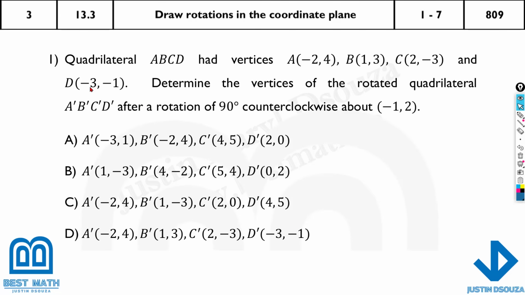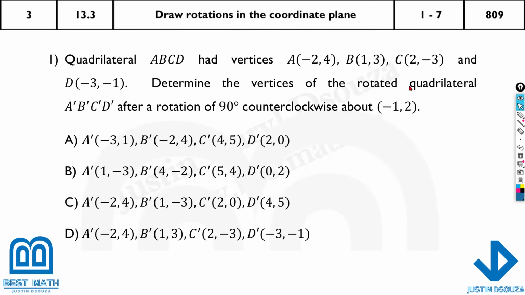Now we have a problem here. Quadrilateral ABCD has vertices which are given over here. Determine the vertices of the rotated quadrilateral, that is A prime, B prime, C prime, and D prime, after a rotation of 90 degrees clockwise. Sorry, counterclockwise. This is very important. All our default rotations are always counterclockwise. When we rotate this point, it'll go outside. You know how a protractor is measured from right to left, it's counterclockwise. Also, the formulas which we've seen just on the previous page are for counterclockwise itself.